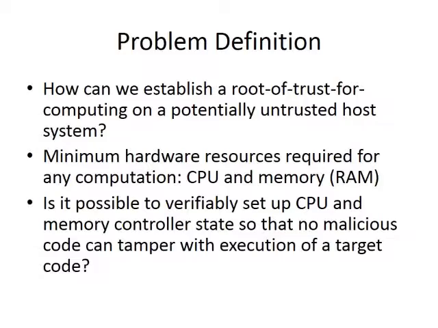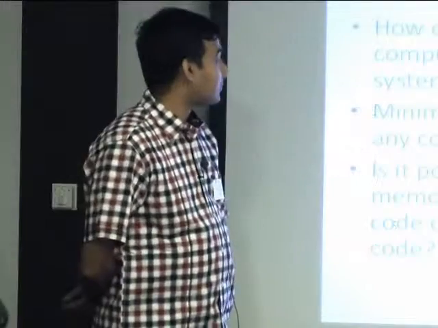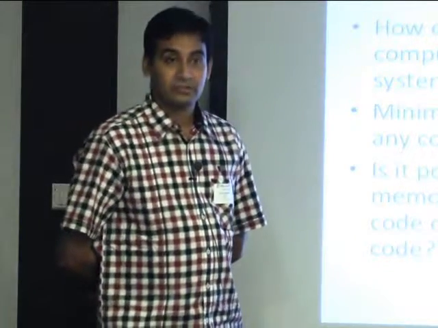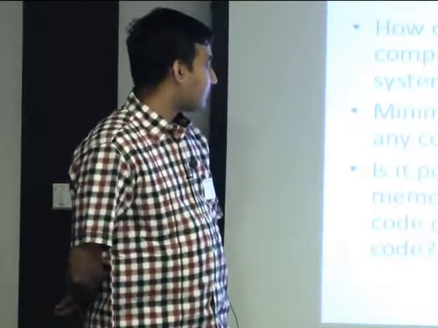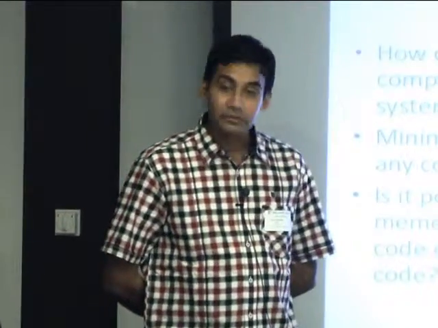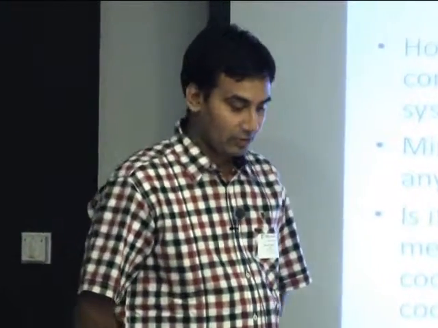With this kind of a situation, it's rather obvious to ask, how do we establish a root of trust for computing on a device that is potentially untrusted or compromised even, right? So as a starting point to answer this question, we begin with the observation that the minimum hardware resources that you need for any computation are CPU and physical memory or RAM, right? So then the question is, is it possible to verifiably set up CPU and memory controller state so that no malicious code can tamper with the execution of a given executable that, for the purposes of this talk, I'll call the target code, right?